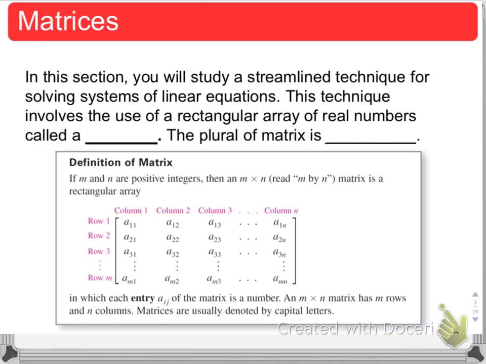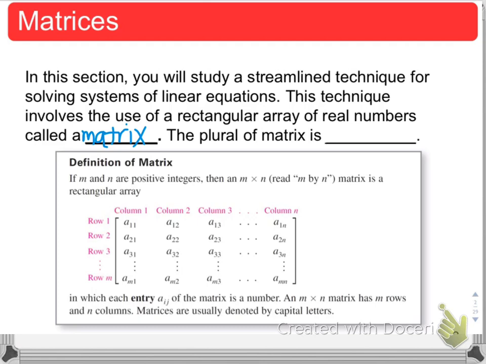Okay, so in this section, you're going to study a technique for solving systems of linear equations. Also, we're only going up to the first 17 pages. I don't know if I already said that for this video. So this technique involves the use of a rectangular array of real numbers that we call a matrix, and the plural of matrix is matrices.